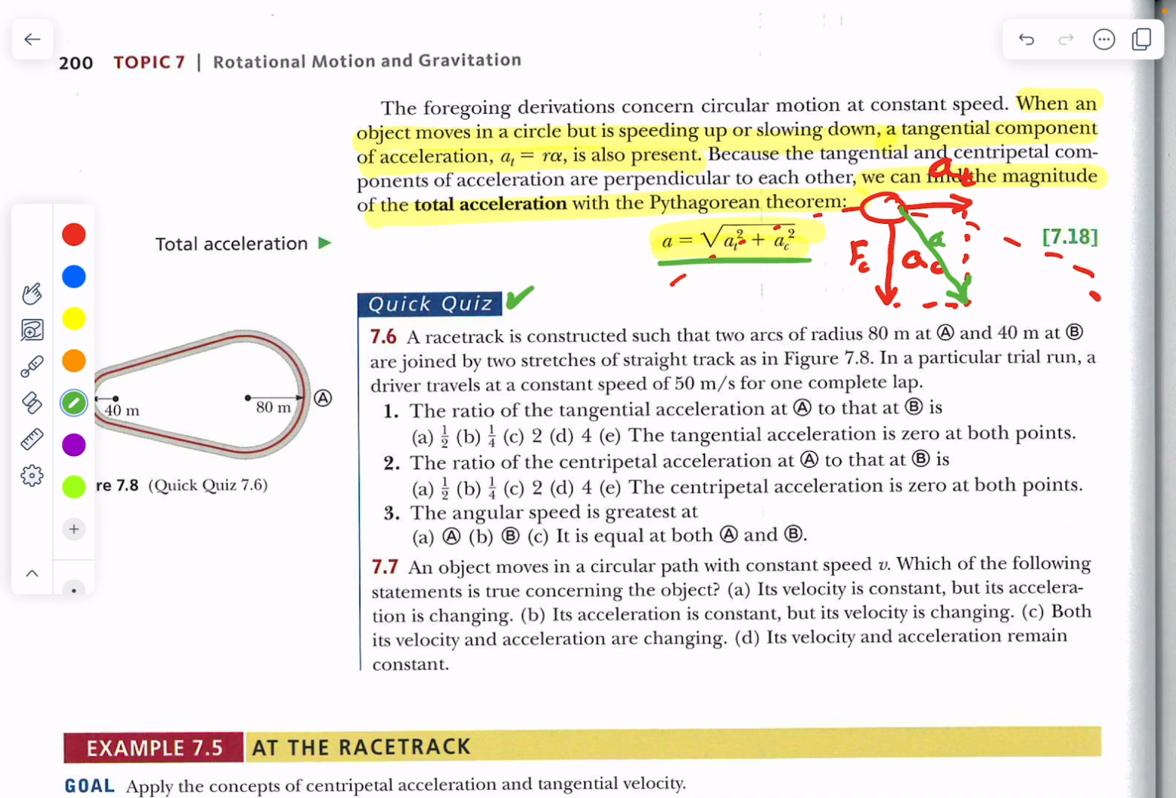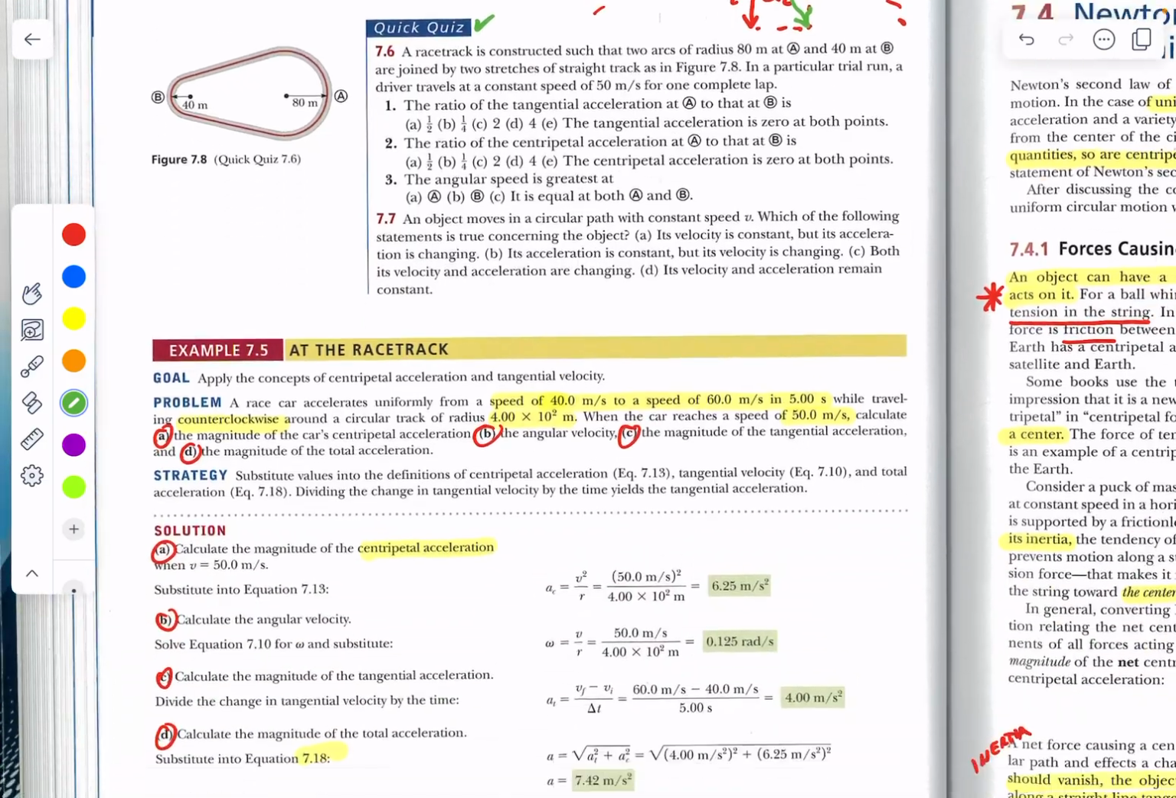Now at this point, it would be a wise idea to pause and see if you can do the quick quiz and then check your answers in the back of the book.